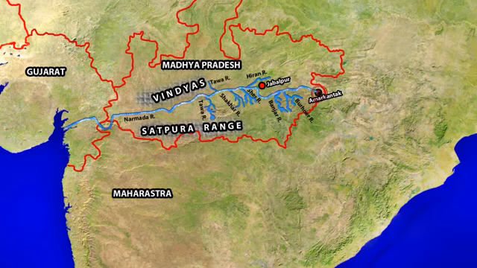It is joined by the left bank tributaries such as Burner, Banjar, Shar, Shakar and Tawa rivers, and the right bank tributaries include Hiran, Orsang, Barna and the Kolar rivers. It enters the Narmada valley between the Vindhyas and Satpura ranges and pursues a westerly course. It flows through the states of Madhya Pradesh, Maharashtra and Gujarat before draining into the Arabian Sea.